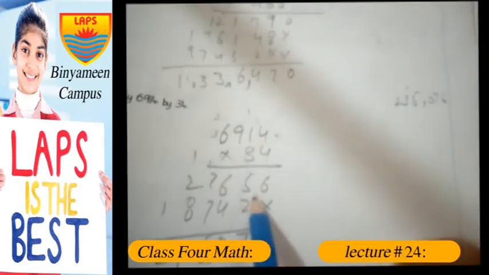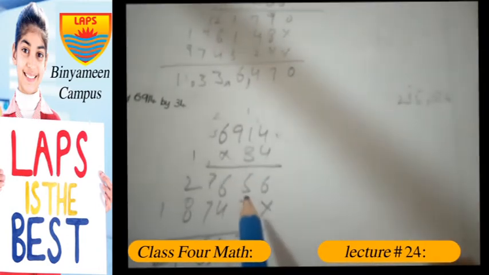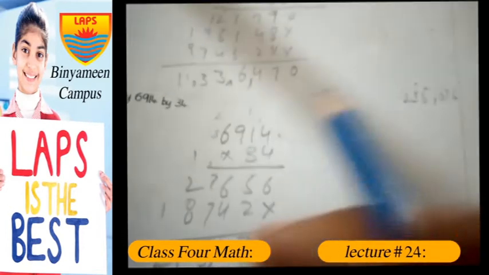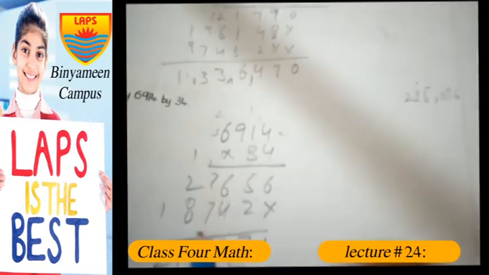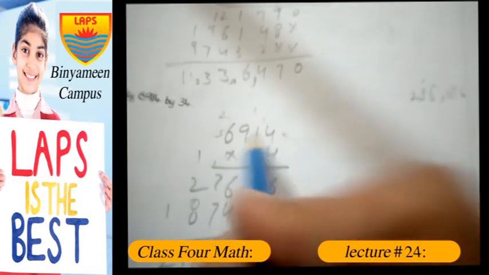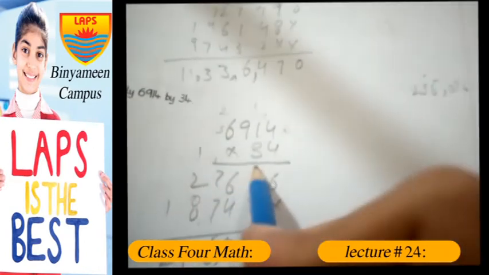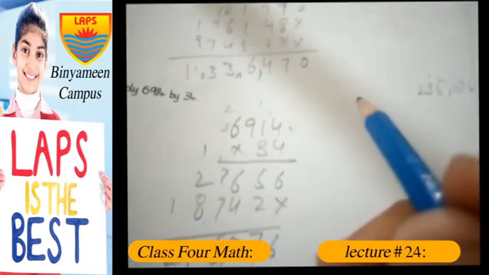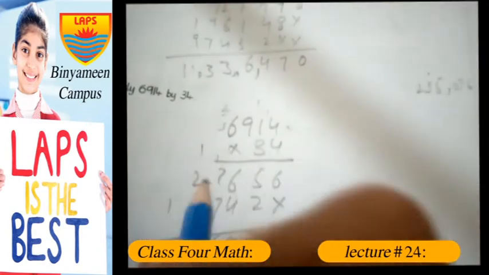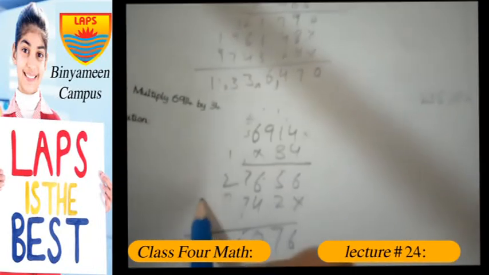4 4s are 16, 1 carry, 4 1s are 4 makes 5, and 4 9s are 36, 3 carry here, 4 6s are 24 and 3 makes 27. Okay, 3 4s are 12, 1 carry, 3 1s are 3, 1 makes 4, 3 9s are 27, 7 placed here, 2 carried here, 3 6s are 18, and I believe I haven't added the carry here. 3 9s are 27, 2 carry here, 3 6s are 18, and 2 makes actually 20.